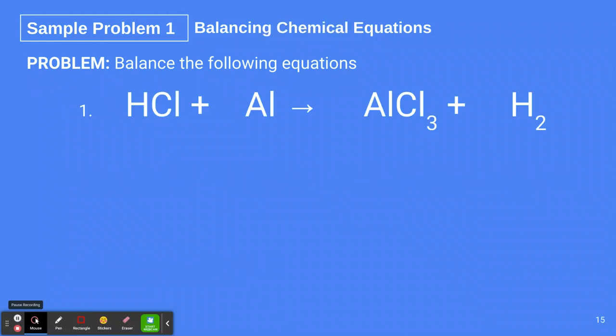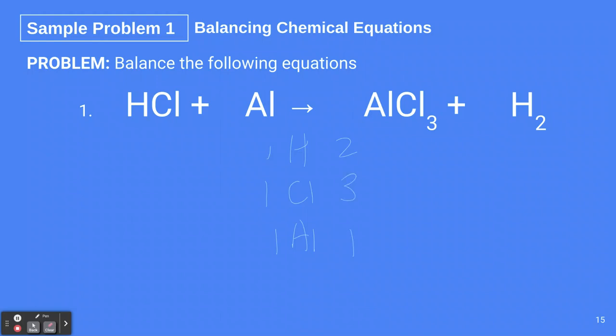All right, so if we take a look here, here's how we're going to go about balancing this. We are going to have hydrogen, chloride, and aluminum. So I've got one hydrogen, one chloride, and one aluminum. I've got two hydrogens, three chlorides, and one aluminum. So if I take a look, my metals are already balanced. I'm not going to start with aluminum. I'm not going to start with hydrogen. I will start with my chlorides first.